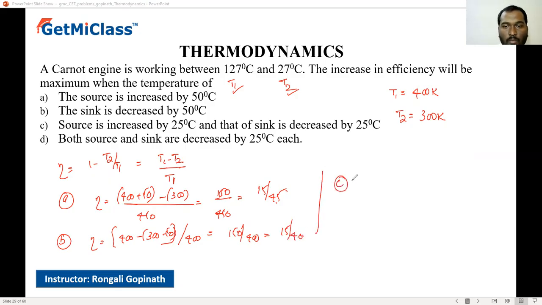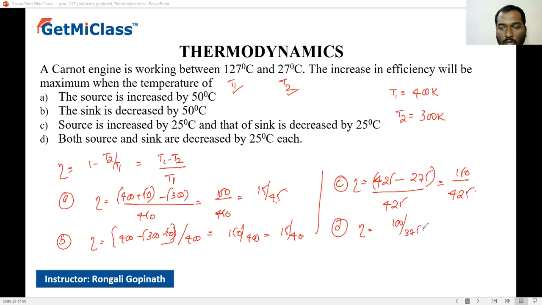Option C. Source is increased by 25 and that of sink is decreased by 25, which implies eta equals 425 minus 275 divided by 425, which would be how much? 150 by 425. Option D is both source and sink are decreased by 25, which will make it 100 by 375. So in which case is the fraction very high?